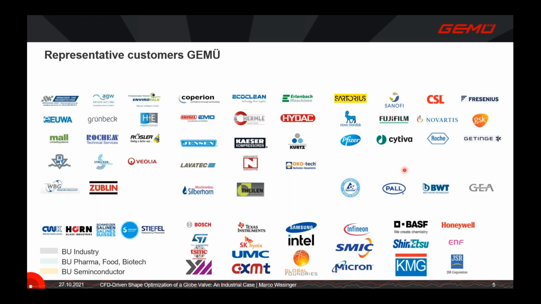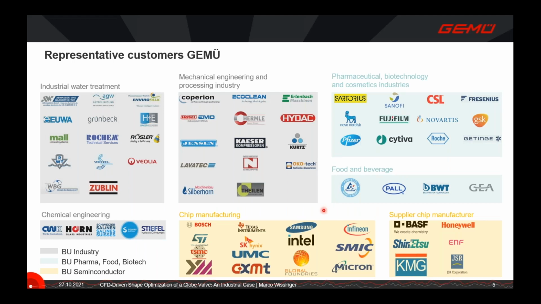In the following slide, I prepared some representative customers of Gemu, and I clustered them by the 3 major business units of Gemu. So on the top left, you can see representative customers of our business unit Industry. So here companies, for example, like Zyblin, CAESES, or Hermle could be mentioned. The companies within the business unit Pharma, Food, Biotech should be much more familiar to you. So companies, for example, like Pfizer, Roche, or Tetra Pak could be mentioned. And for the last business unit Semiconductor, it's companies like Samsung, Infineon, or BASF.